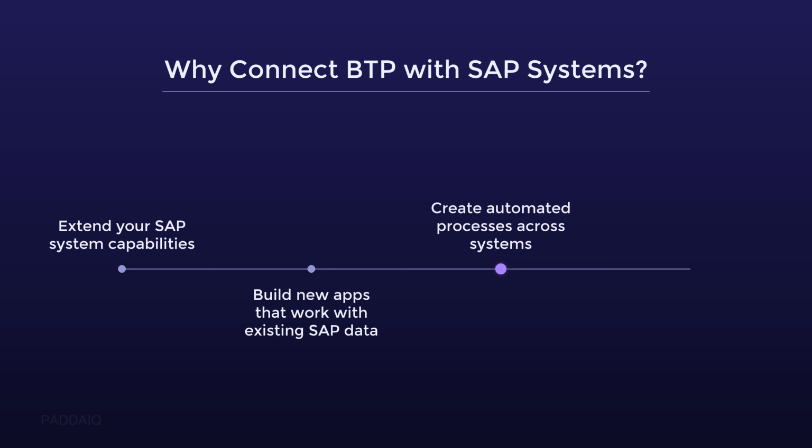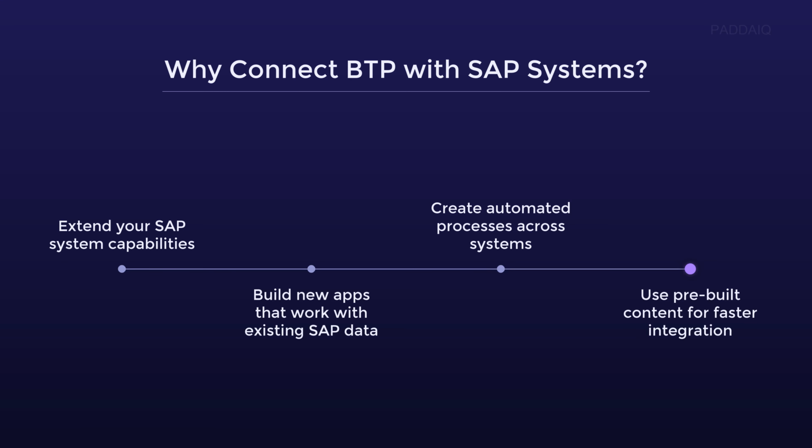Create automated processes across systems. This means BTP can trigger actions in different SAP systems without manual steps. For example, when a sales order is created in SAP S/4HANA, BTP can automatically initiate production planning in SAP manufacturing. This seamless automation ensures business operations are efficient and interconnected.